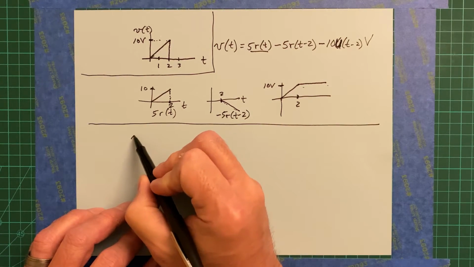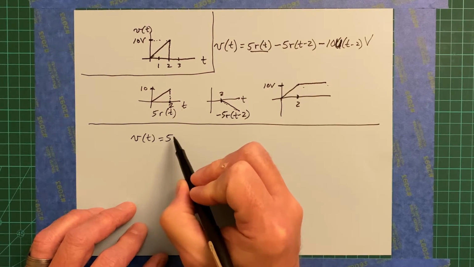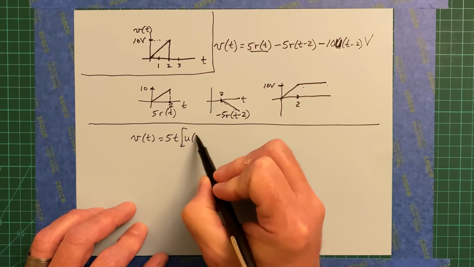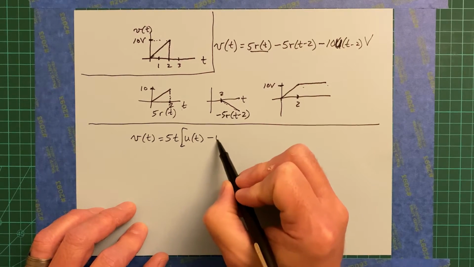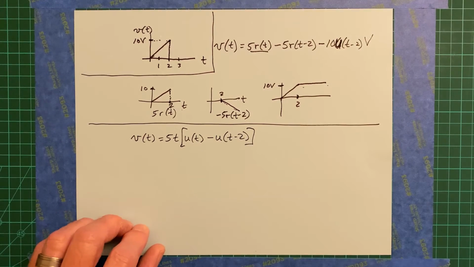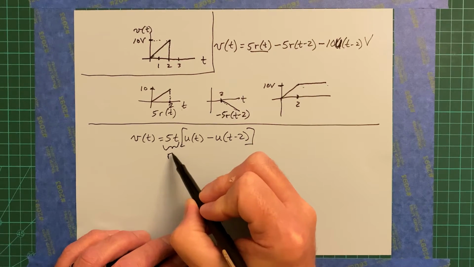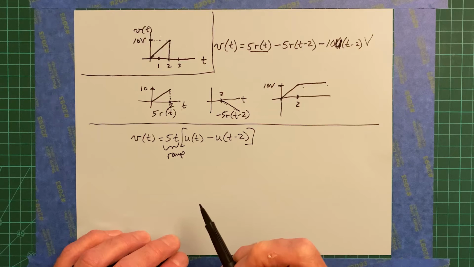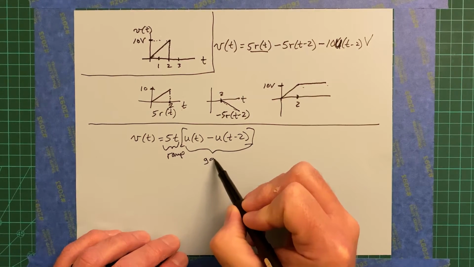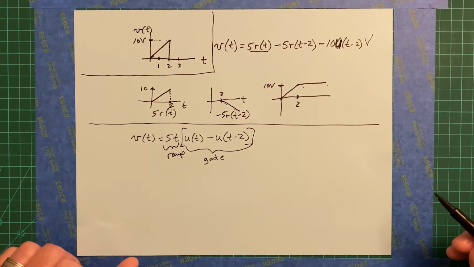We could write it this way: v(t) equals 5t times u(t) minus u(t minus 2). There's another way to write the voltage. What we effectively have here is this is a ramp, and this is a gate. So we've got a gate function multiplied by a ramp function.